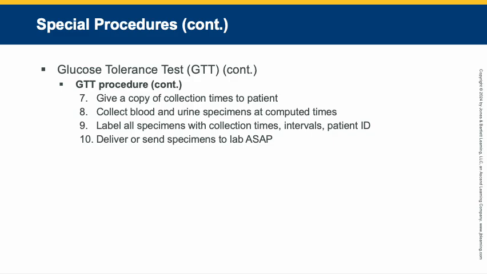Okay, once this is done, you're going to give a copy of the collection times to the patient, and then during those times, they're going to come back to get their blood drawn. You're going to collect the blood and the urine specimens at the computed times. You're going to label every specimen with the collection time, the intervals, the patient identification number, and your initials. And then you're going to take them to the lab ASAP, to be ran ASAP.